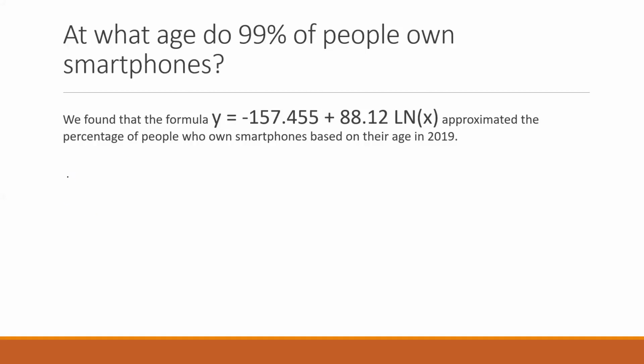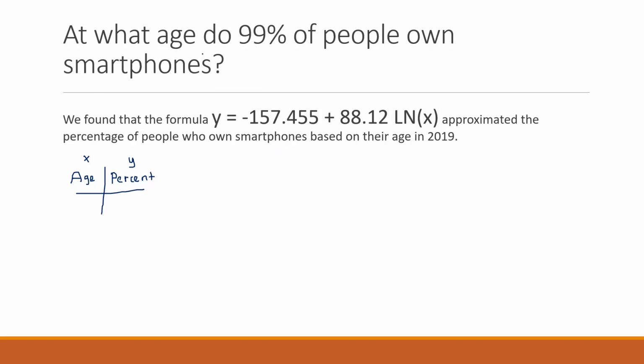Earlier in this lecture, we had a set of data, and the first column in that data was age, so we looked at the percentage of people that owned smartphones based on their age. Age would be our X and percent would be our Y. We graphed that data, and we decided that a logarithmic equation would be best because of the concave down shape of that data. And so we have the formula here, and that is approximating the percentage of people who own a smartphone based on their age, and our data was from 2019.